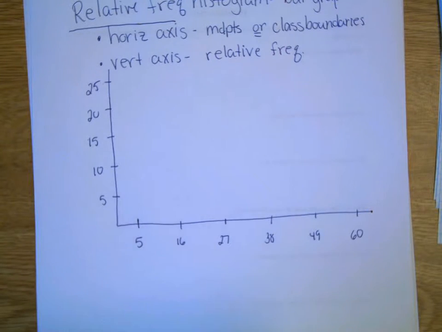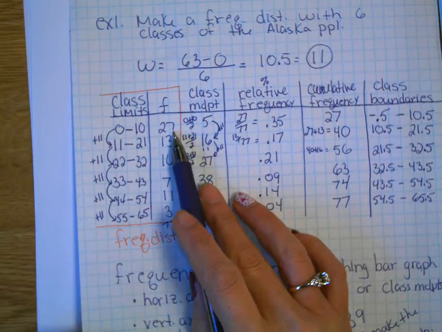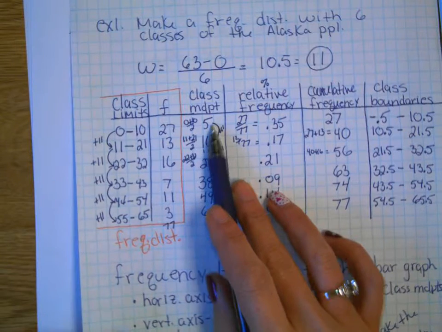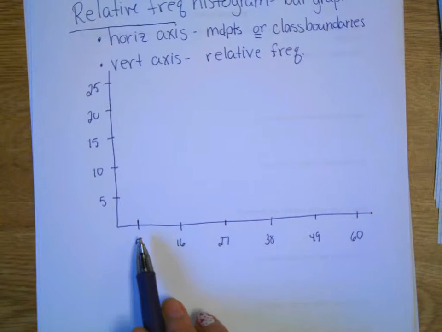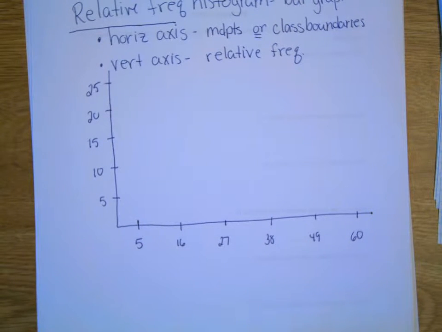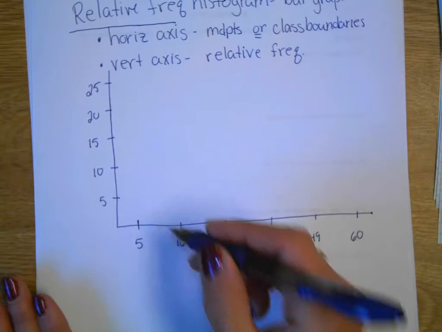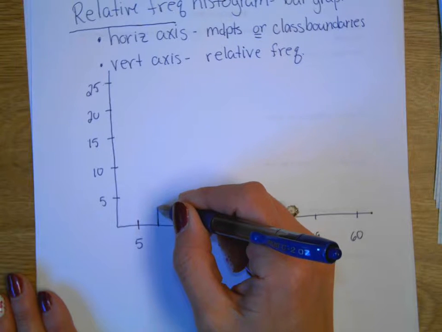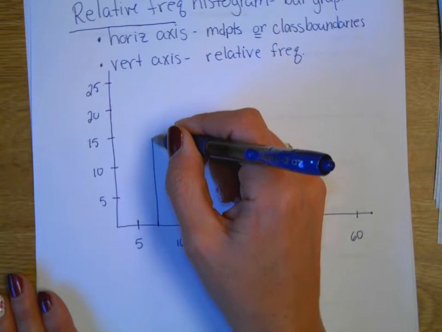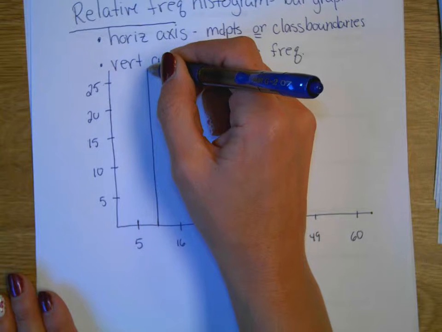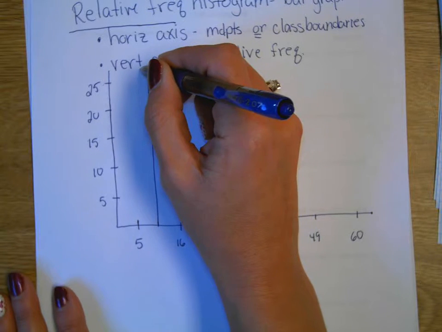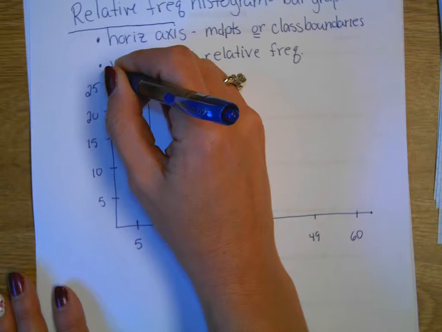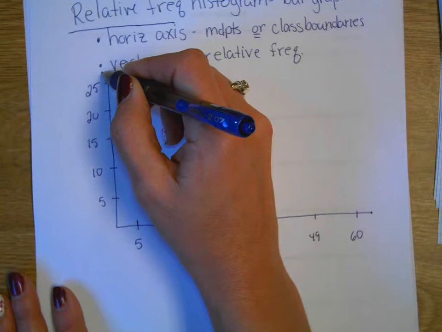Okay, that first class has a frequency of 27, so I want the bar to go up to 27 again. But I've got midpoint this time. Where is my midpoint going to be in reference to the bar that I put there? In the middle of the bar. So that means it's going to hit halfway between these two. So I go up to 27. Over, and I do know that that leading edge was at negative 0.5, so I've got to kick it back to that negative 0.5 there.